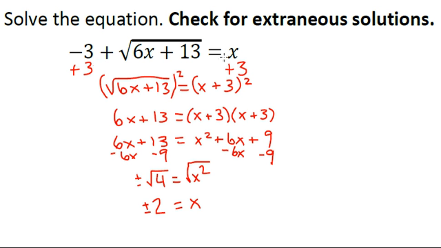If I try out negative 2 times 6 is negative 12. Negative 12 plus 13 is 1. The square root of 1 is 1. 1 plus negative 3 is negative 2. And that equals the x value of negative 2 that I'm using. So actually both of these answers are fine, and we don't have any extraneous roots in this situation. So that's solving equations with one radical.